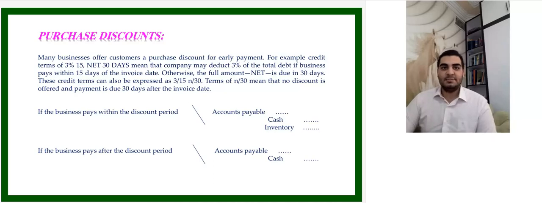The n/30 means that the payment is due 30 days after the invoice date. So for the first condition, if the business pays within the discount period, we're going to debit our accounts payable, and then we're going to credit our cash and inventory accounts. But if the business pays after the discount period, we're going to debit our accounts payable, and then we're going to credit our cash because the full amount must be paid.